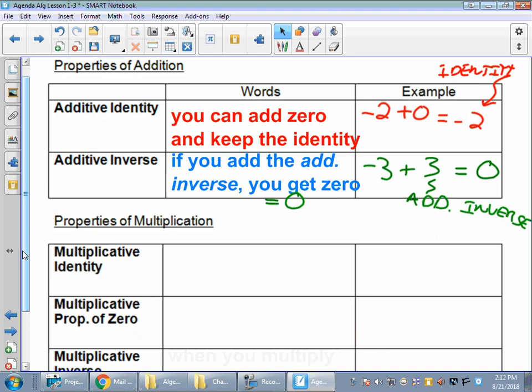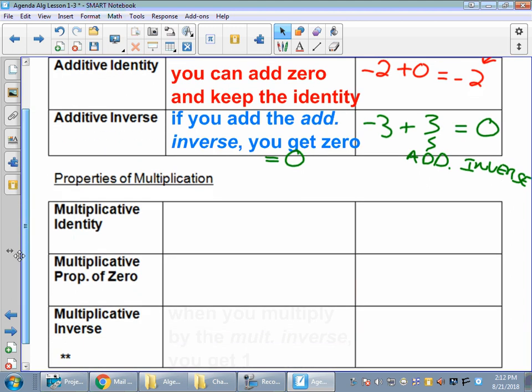All right, moving on down to properties of multiplication, the multiplicative identity.